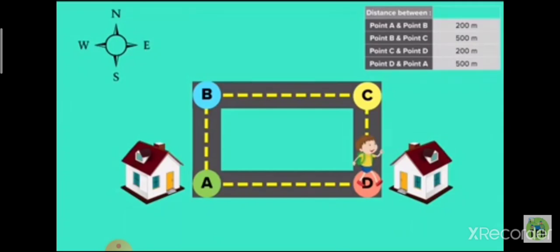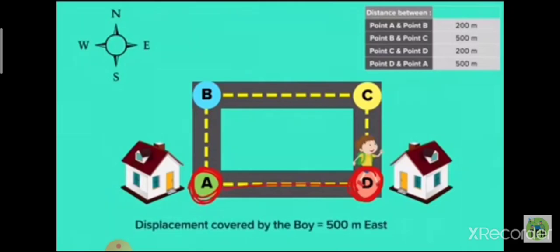Now let us ask the second question. If I ask you what is the displacement of the boy? Displacement is a new term, right? So, displacement means the change of position. The boy started from point A and reached point D. However, he went from point A to B to C and to D. But if we take point A to point D, the distance between point A to point D is called displacement. That is change in the position.